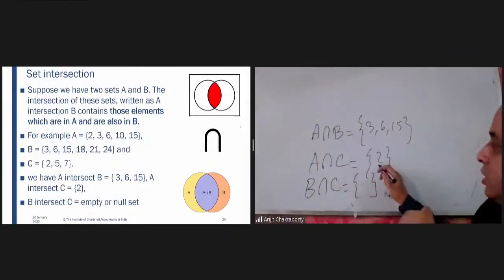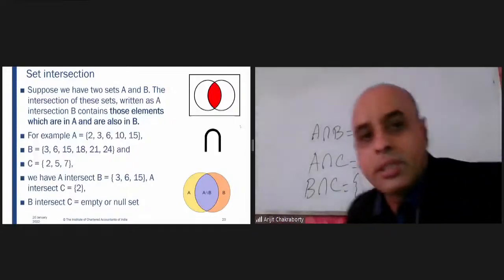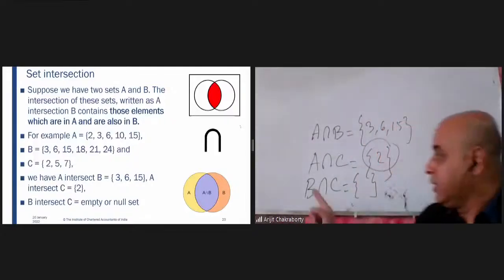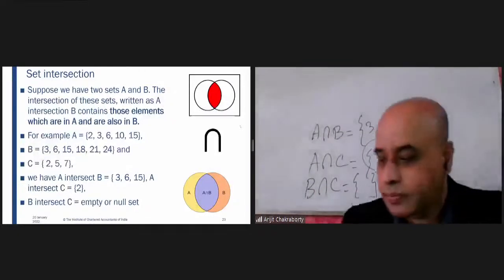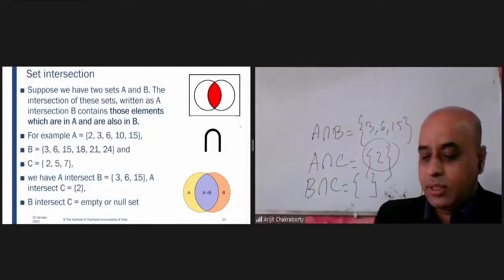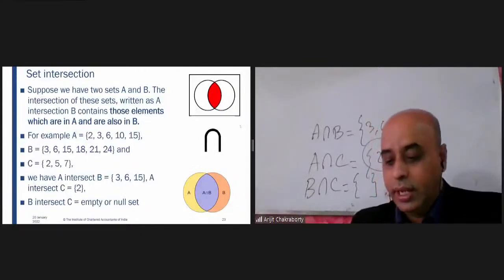A intersection C is 2, which means a singleton set because it has only one element, right? And B intersection C will be a null set. Good. Yes, Bhumika has given the correct answer, I mean, a revised answer. A intersection B is 3, 6, 15. A intersection C is 2.